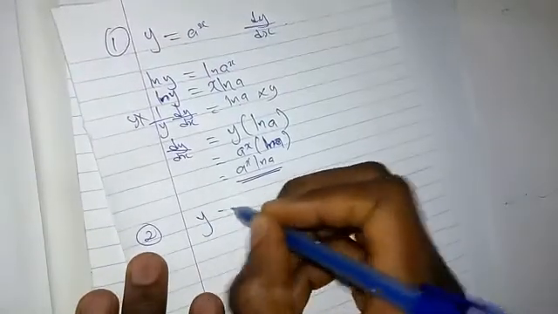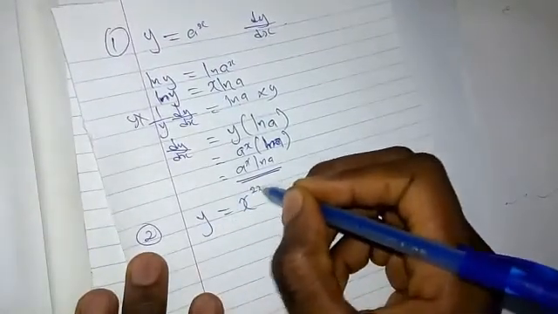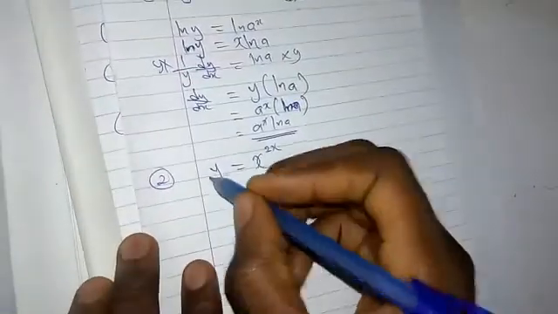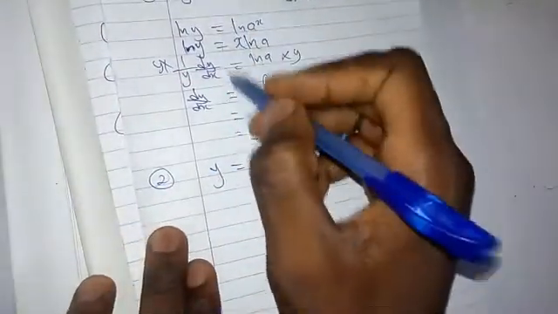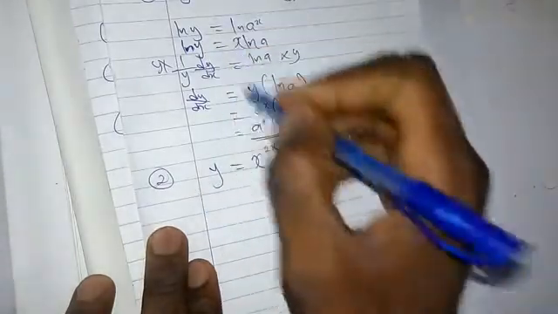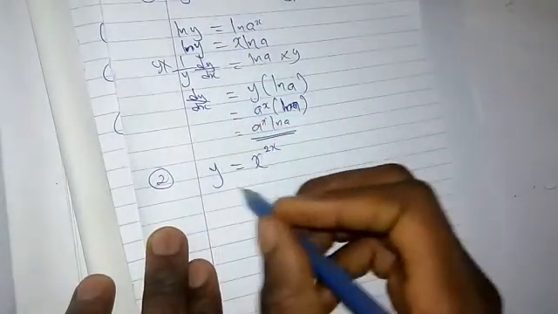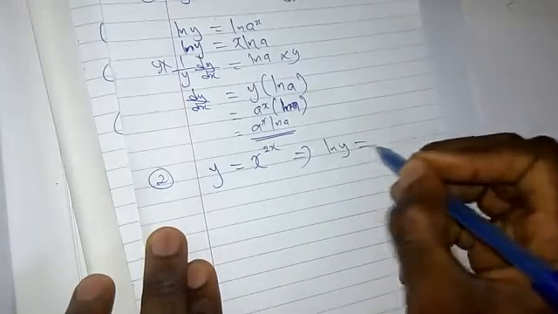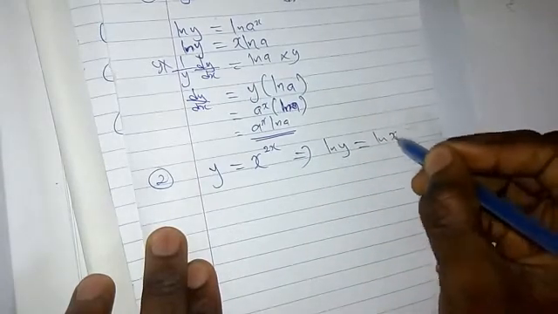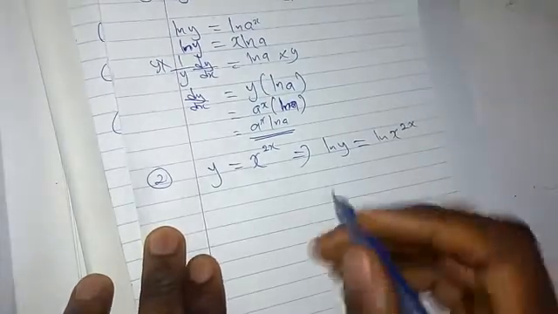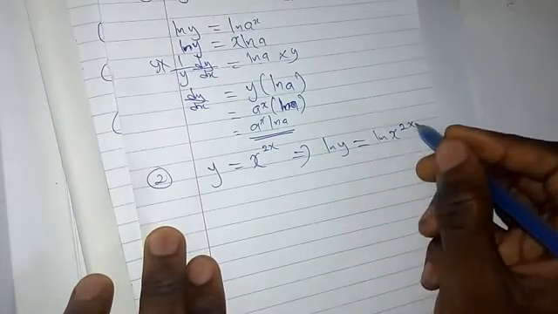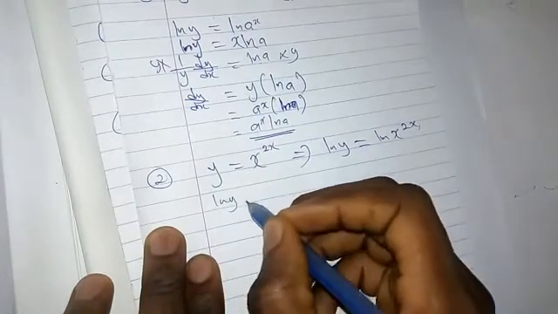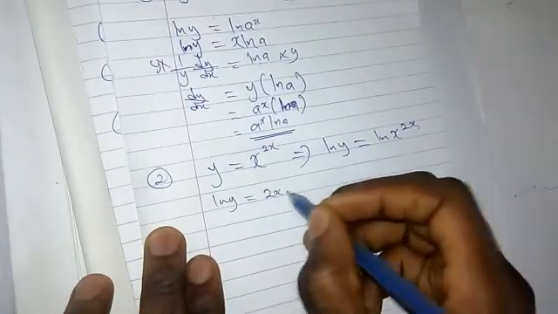We have y equal to x raised to power of 2x. So just introduce ln to both sides, as we did here too. That means you have ln y equal to ln x raised to power of 2x. So since ln is here, the power will come down. That means we have ln y, natural log of y, equals 2x natural log of x.